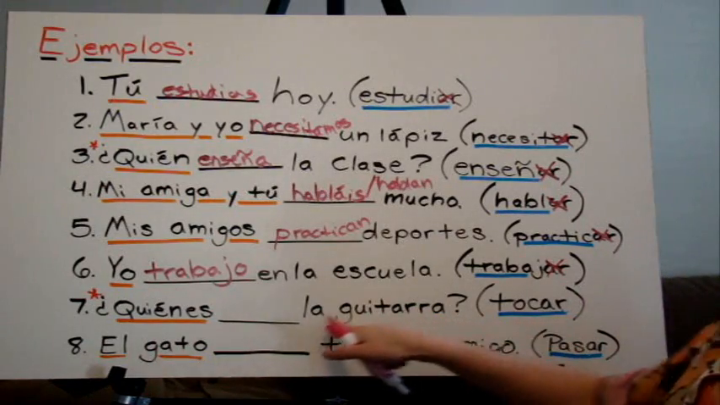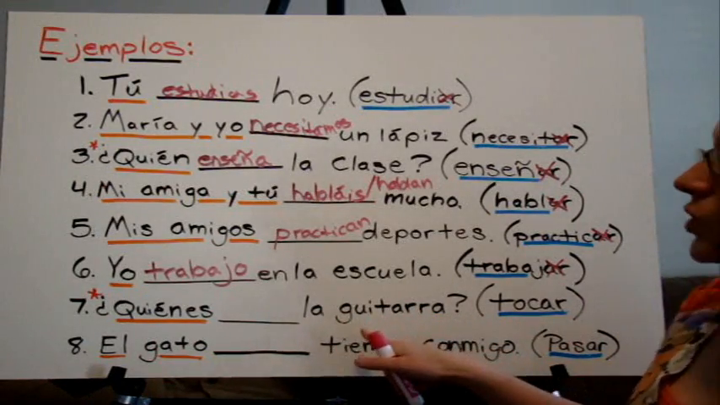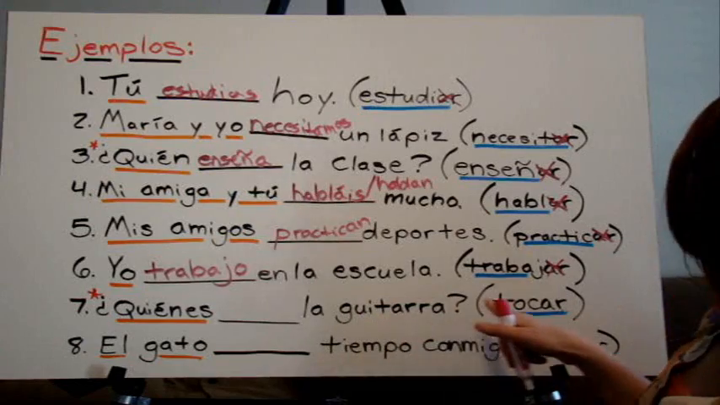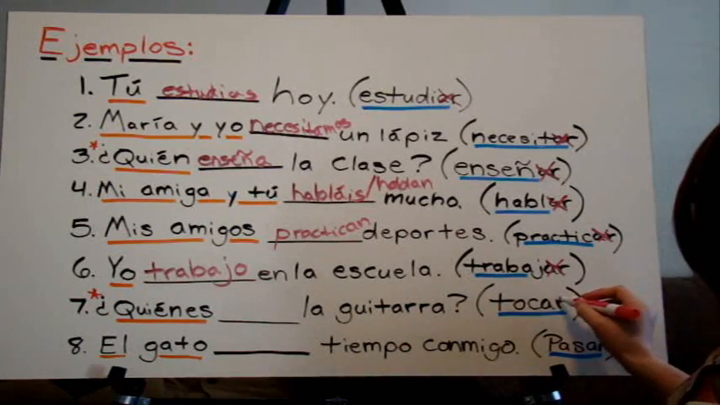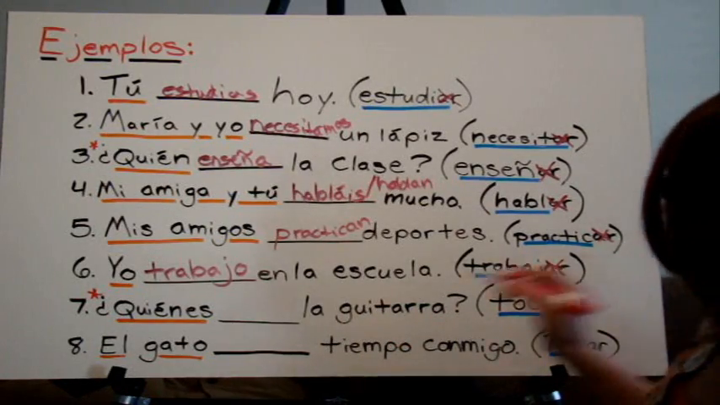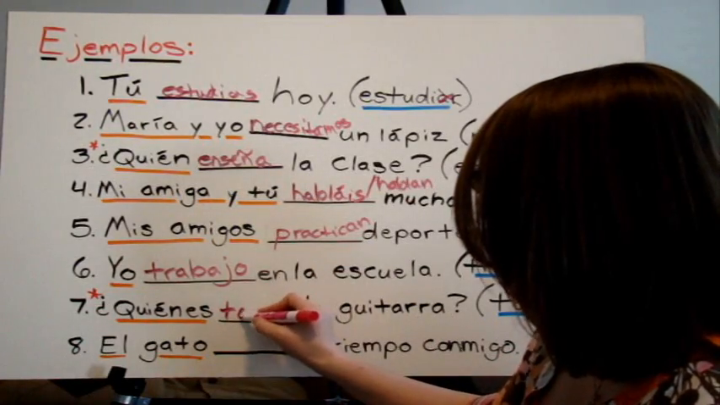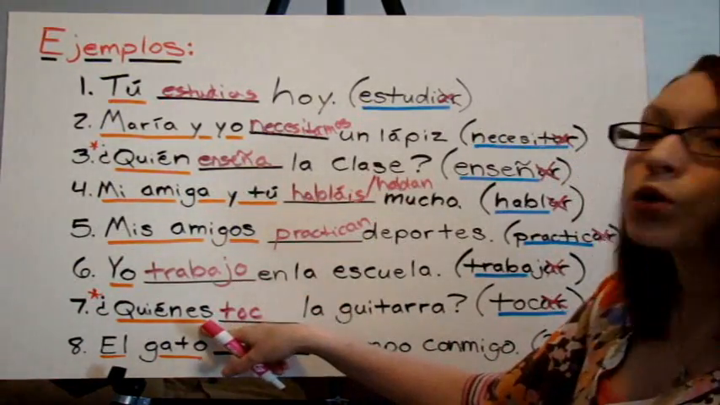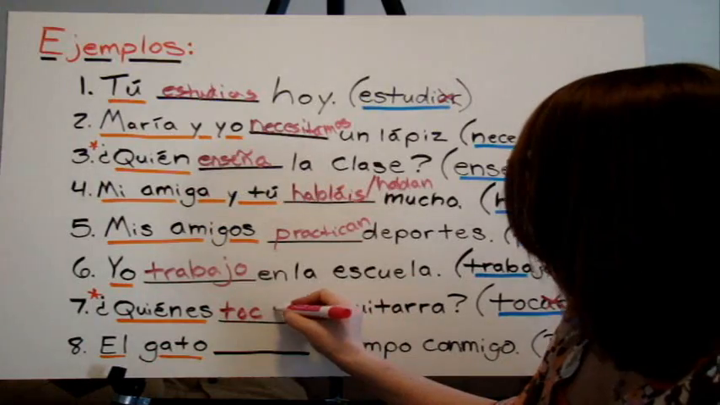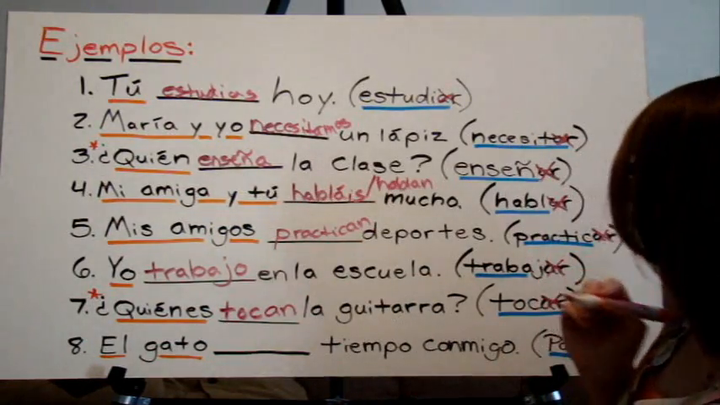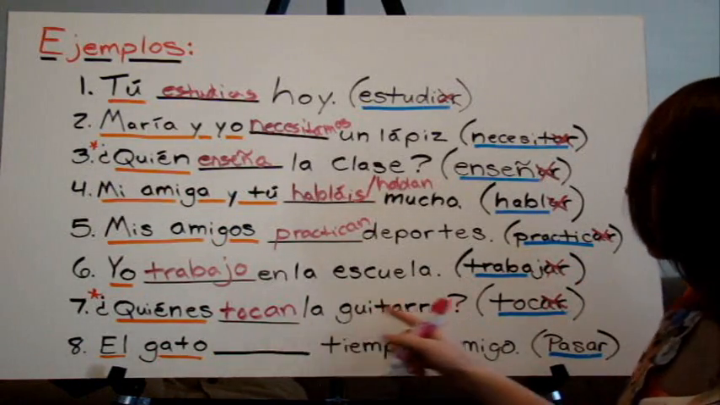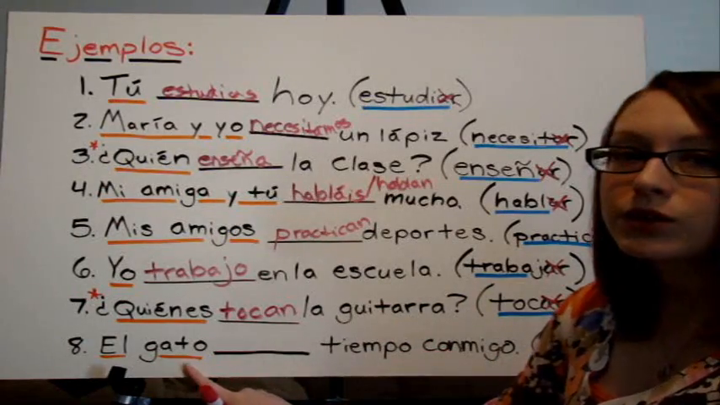¿Quiénes tocar la guitarra? So we want to ask who all is playing the guitar. So the first thing we do, remember, is take off the AR. And we're going to conjugate for the plural form, which is the AN. So, ¿quiénes tocan la guitarra? Who plays the guitar?